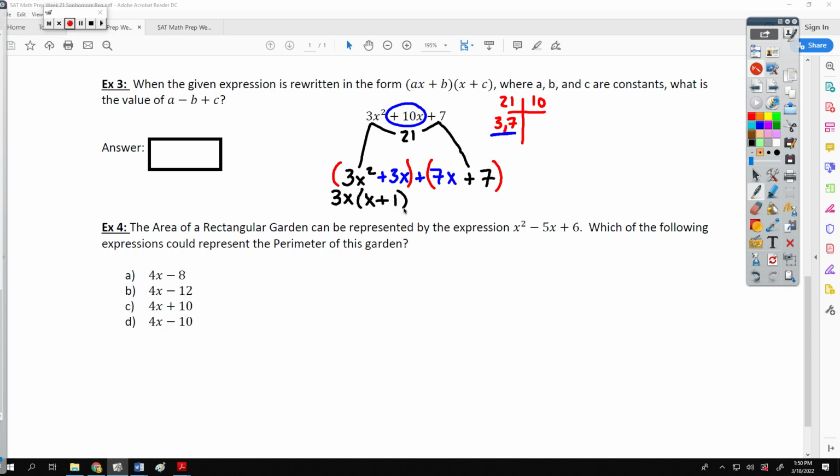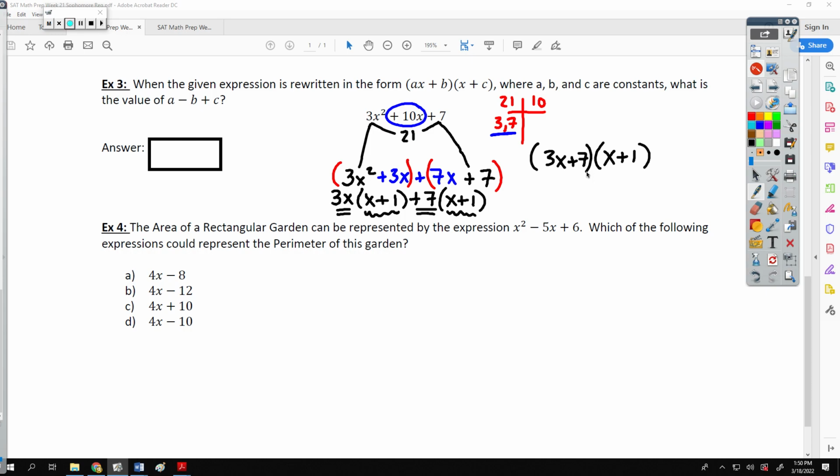When we factor that out, we're left with x plus 1. The second set of parentheses has a greatest common factor of 7, and when we factor that out, we're left with x plus 1, which means my two factors are x plus 1, which is what's inside the parentheses, and 3x plus 7, what is in front of the parentheses.